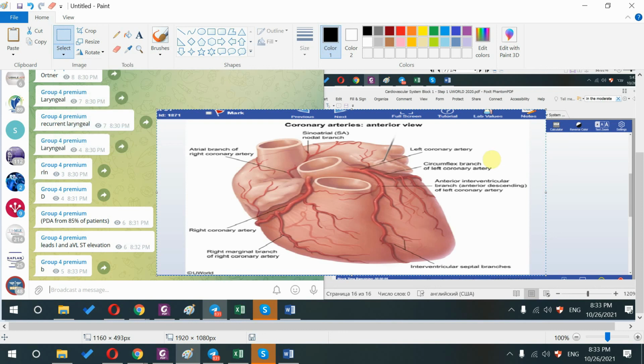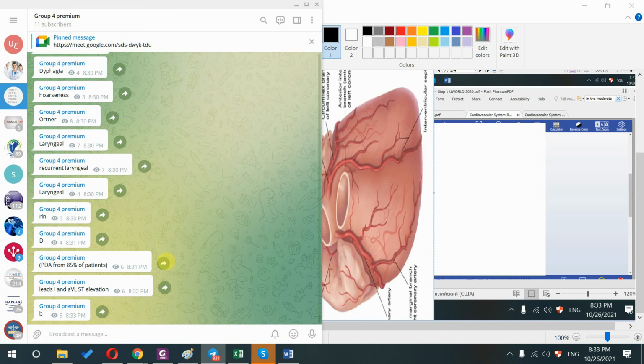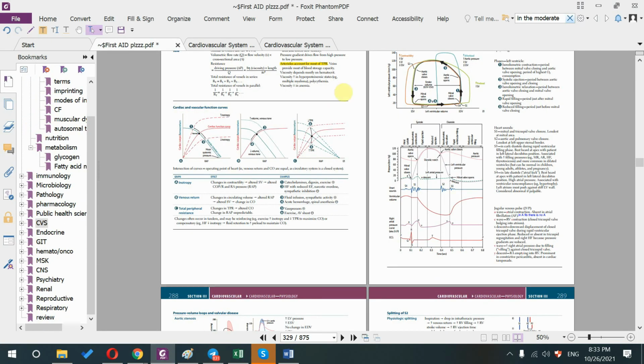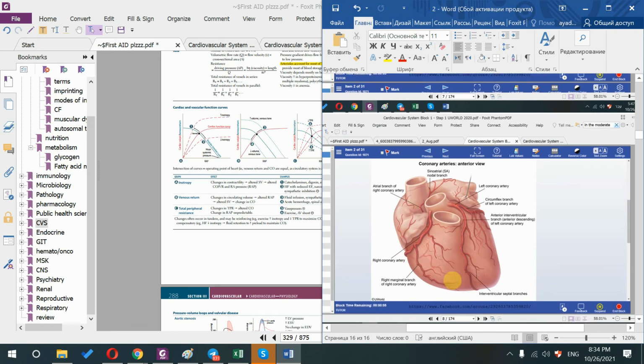Basically, you have to flip it, guys. Just like this. But anyway, this is the inferior surface of the heart, which is the right ventricle. Just know it. The right ventricle is the inferior most surface of the heart. Thus, it is supplied by what? The right coronary artery.